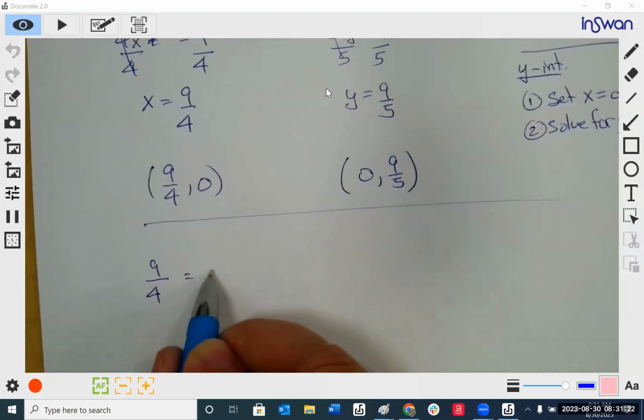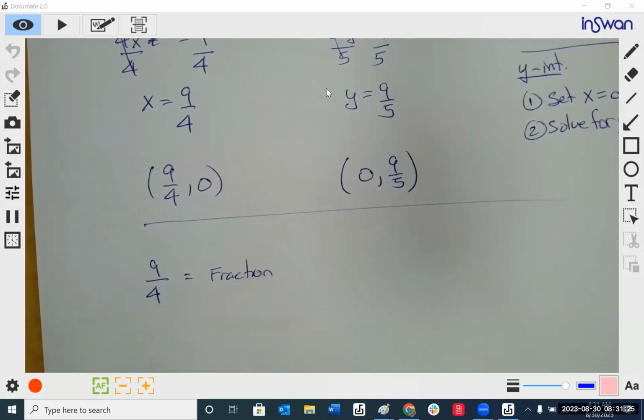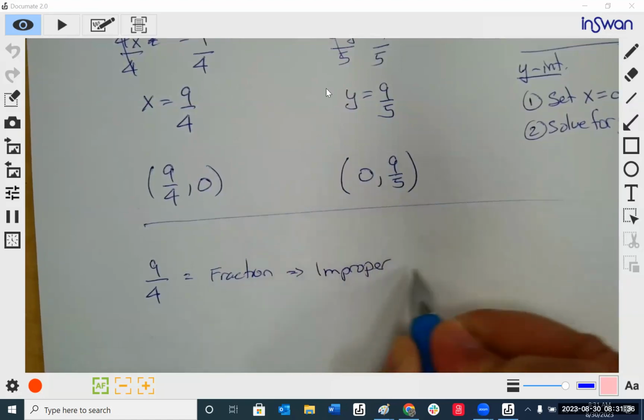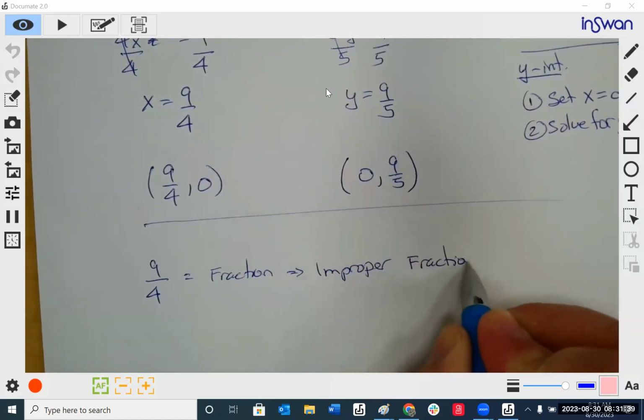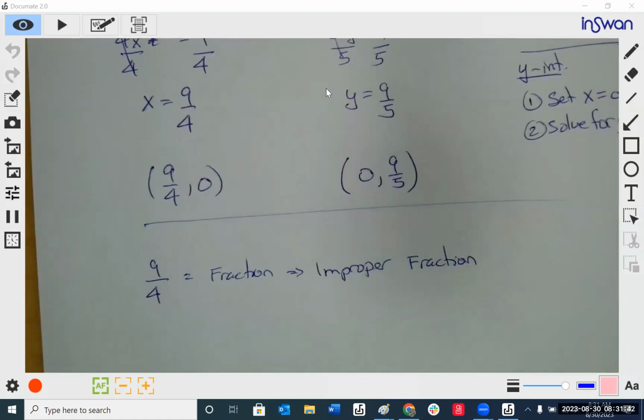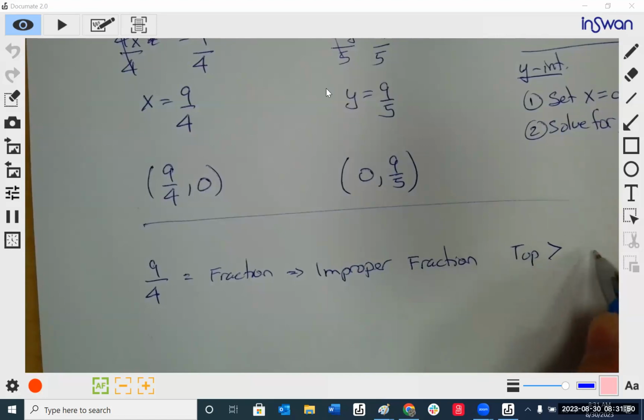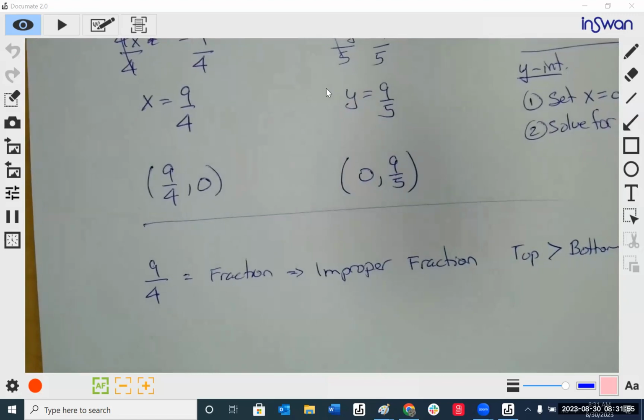Yes, it's a fraction, and fractions are more accurate than decimals. But it's an improper fraction. Why is it improper? Well, because the top number should never be bigger than the bottom number. The bigger number should be on the bottom. It's improper because the top number is bigger than the bottom.